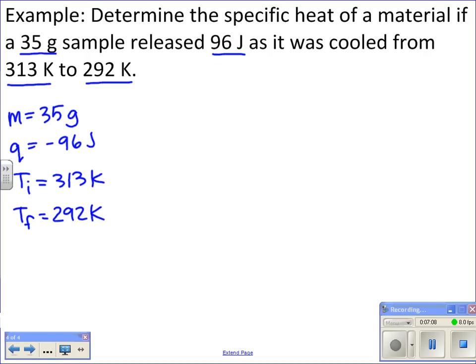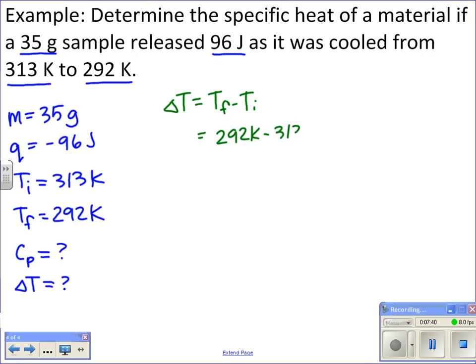Okay, so things we're going to have to determine. Well, we want to find the C sub P, the specific heat. And in order to do that, we're also going to need to know our change in temperature. Starting off with my change in temperature, I'm going to take the final and subtract the initial from it. So I will take 292 Kelvin minus 313 Kelvin. Many students want to just take the larger number and subtract the smaller number from it. Be careful with that. Read the words in the problem. This will give you negative 21 Kelvin. And I'm not going to have any numbers after the decimal because when we add and subtract, we look at numbers after the decimal, the minimum, or the one with the lowest amount, not significant digits.